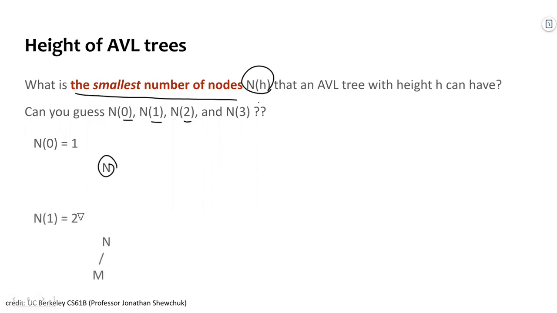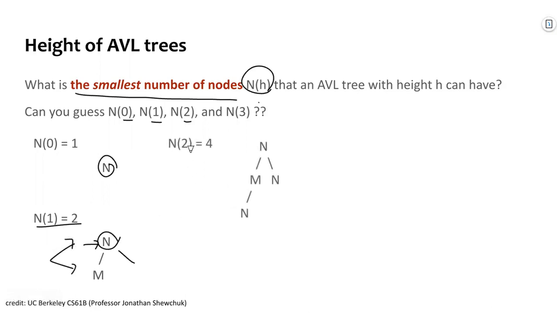And when we have 2 levels, then the minimum number of nodes we need is 2. Because at the first level, we need the root, and we don't have to have both right and left children, since the height difference between the left one and the right one is not larger than 1. So the minimum number of nodes when we have height 1, or 2 levels, is 2.